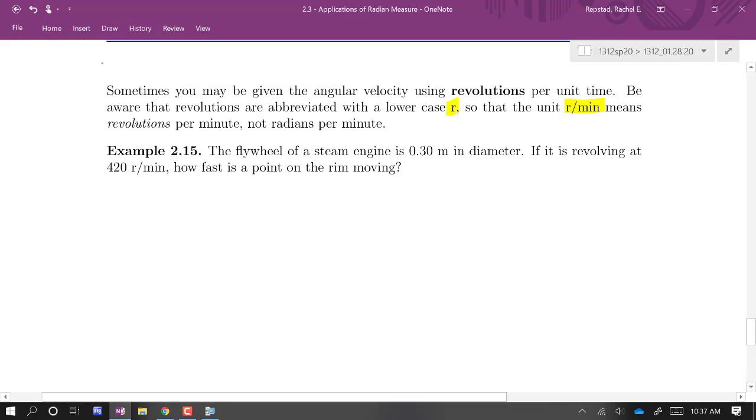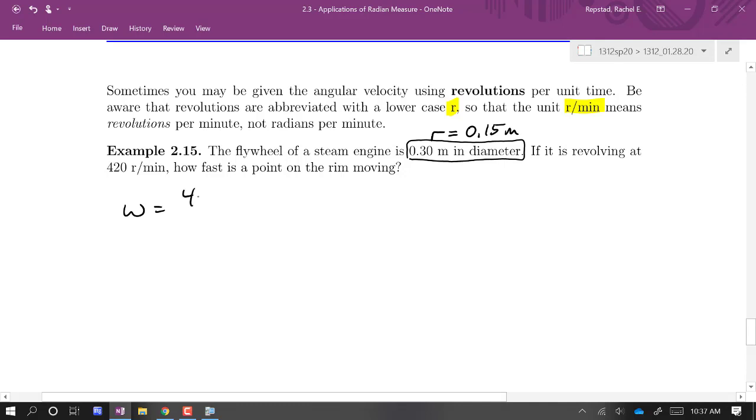In this last example, the flywheel of a steam engine is 0.3 meters in diameter, and it's revolving at 420 revolutions per minute. How fast is a point on the rim moving? So let's see. First of all, they gave us the diameter. What do we have to do with that? Yeah, we need the radius, so that's going to be 0.15 meters. And then they gave us omega in revolutions per minute. So we need to get that in radians per minute.